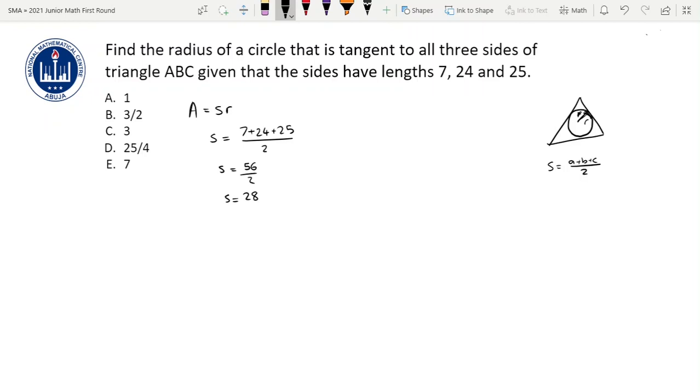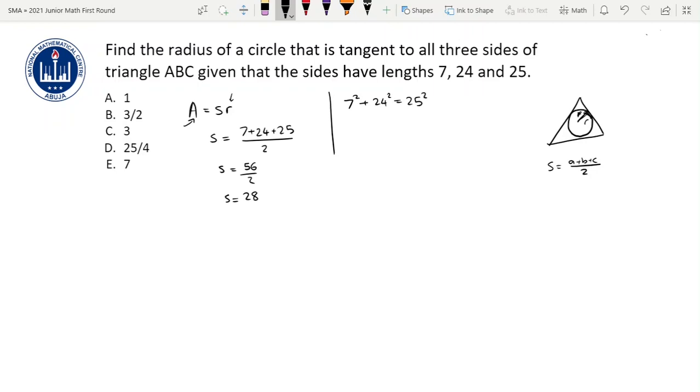Remember, if we're to find the inradius of this triangle, we need to know what the area of this triangle is, and that's the next thing we're going to go about finding. Before we do that, we're going to observe that this triangle here is a right angle triangle. Let me explain why that is the case. The triangle has lengths 7, 24, and 25, and we have 7 squared plus 24 squared equal to 25 squared.